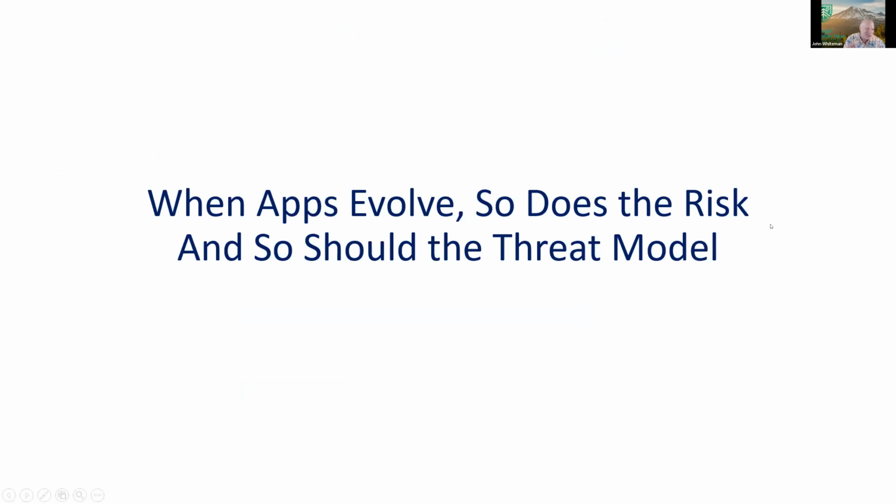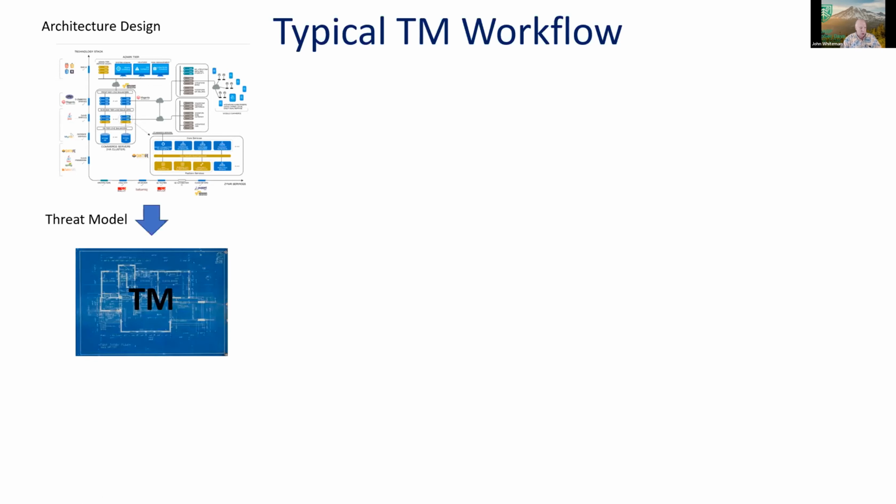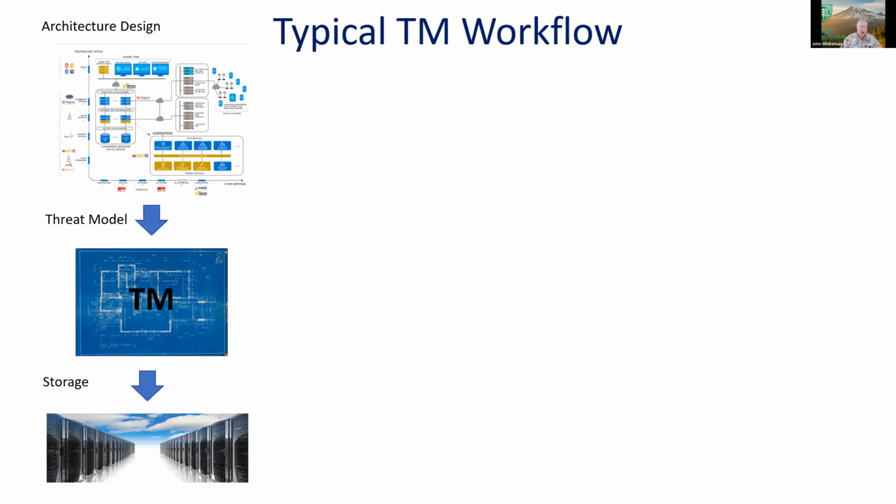Anyway, enough of that. When apps evolve, so does the risk, and so should the threat model. At least that's what you would think. Typical threat model workflows are like this. The project team will create an architecture design. They'll then do some threat modeling, and usually it's a manual process, and manual's good. We think manual processes are good. And this would be the bulk of the threat model early on in the project.